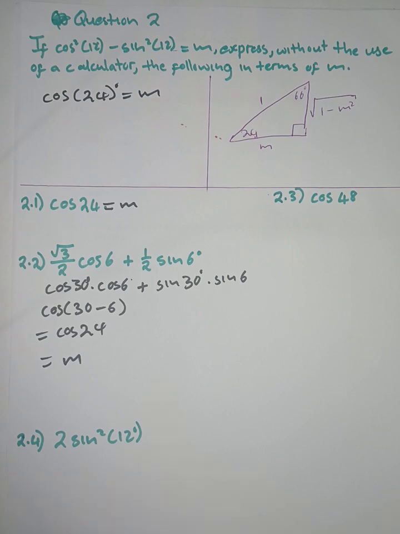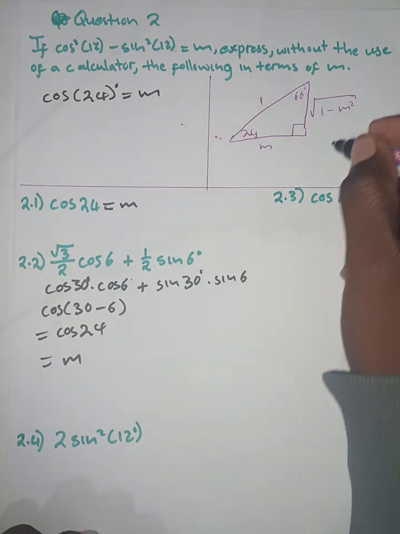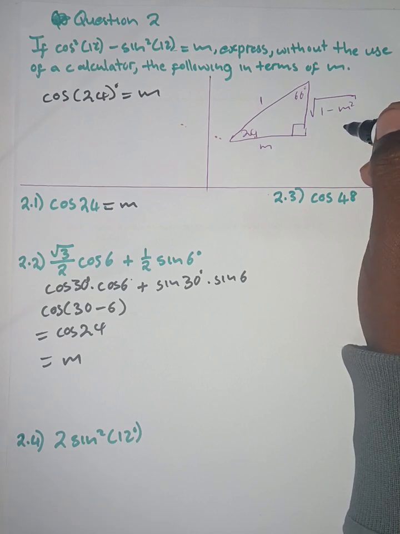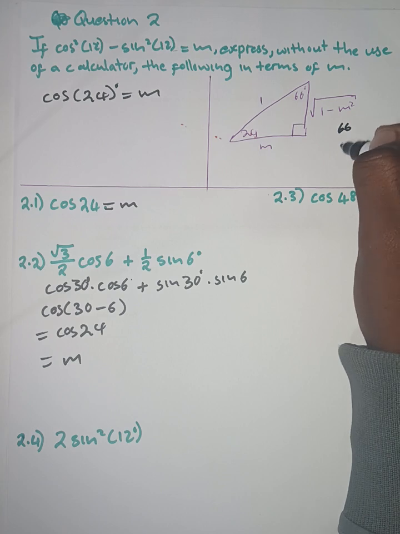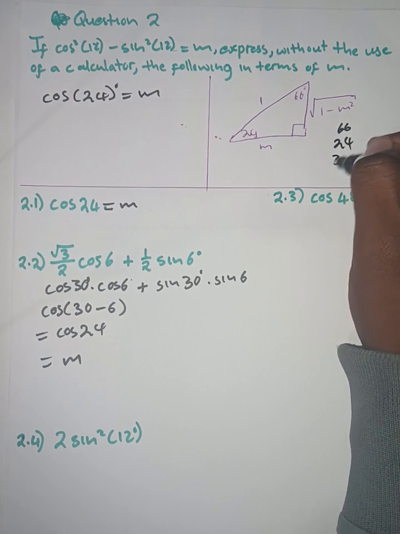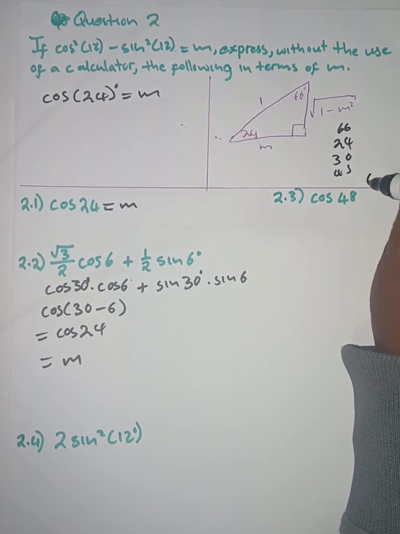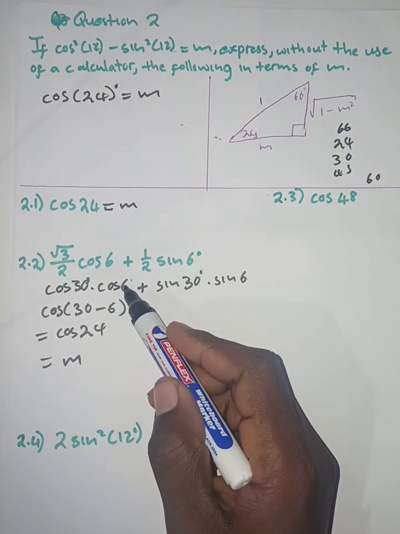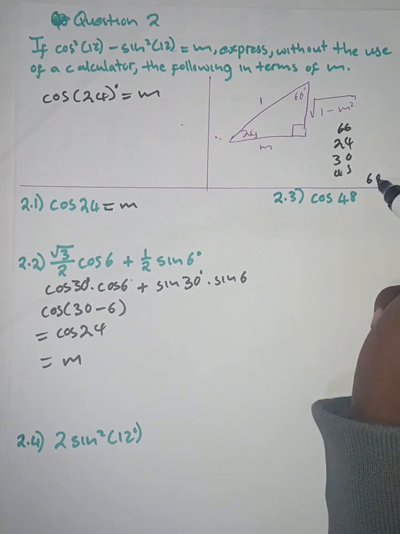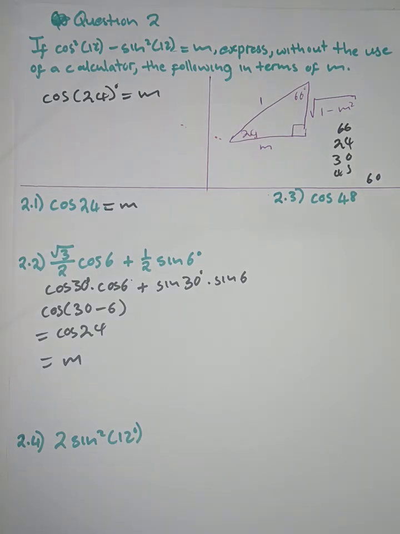Now there is another way you can do that. What you need to notice is that the angles that we know the values of would be 66, 24, 30, 45 and also 60. So you can rewrite that 6 by using 66 minus 60, and then you can just expand it and do the mathematical gymnastics, and you would eventually get to the same answer.